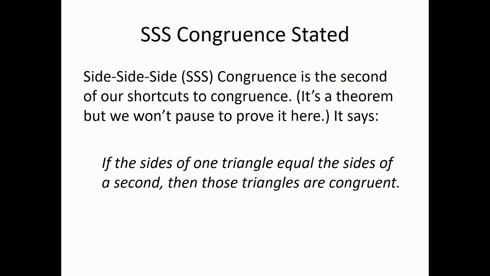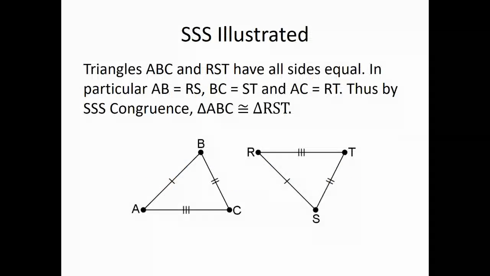All right, so on to another triangle congruence shortcut. This is SSS congruence. Before we had SAS congruence. Here now we have SSS congruence, which stands for side-side-side congruence, and what it says is this: if the sides of one triangle equal the sides of a second, then those triangles are congruent. Like in the diagram that you see, we have two triangles, ABC and RST. Each side of ABC is equal to a unique side of RST. That is, all the sides of ABC and RST are equal, as marked, and it will follow then by SSS congruence that the two triangles are congruent.